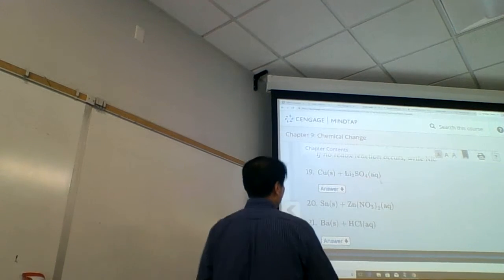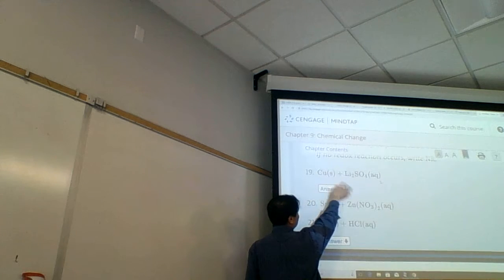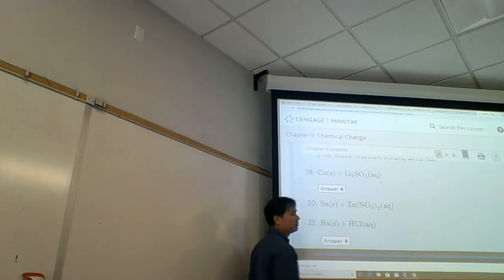The pattern is an element plus a compound. It's an A plus BX type pattern. So all these element plus compound reactions are going to be redox.